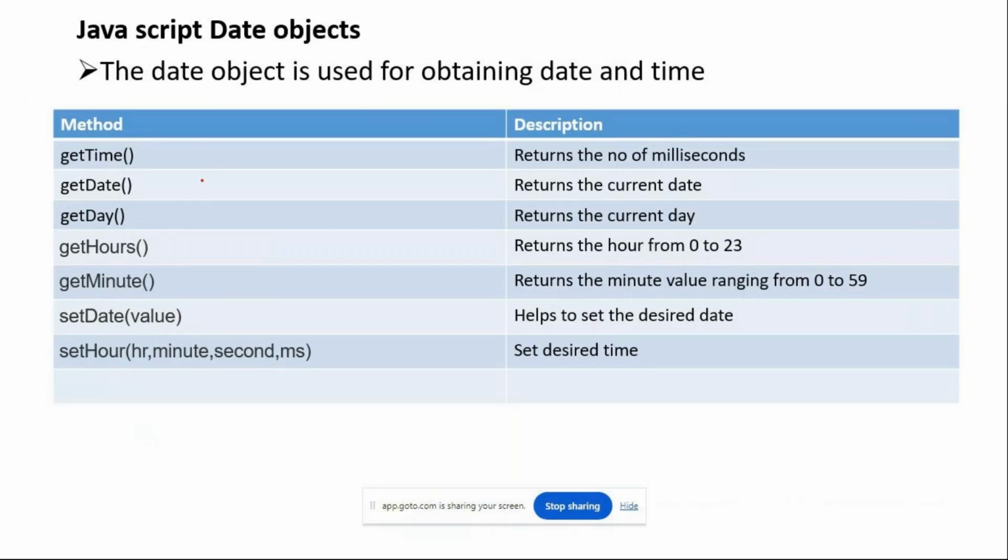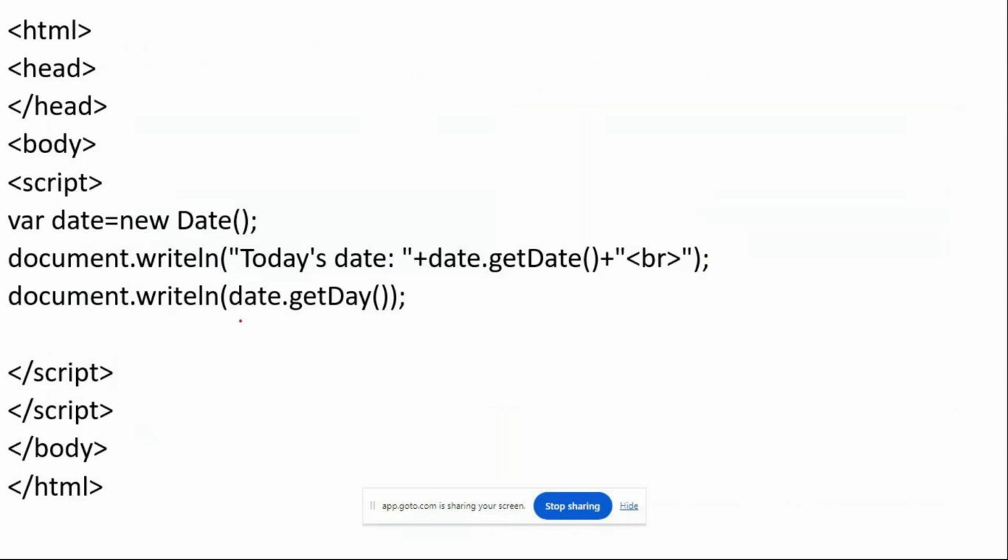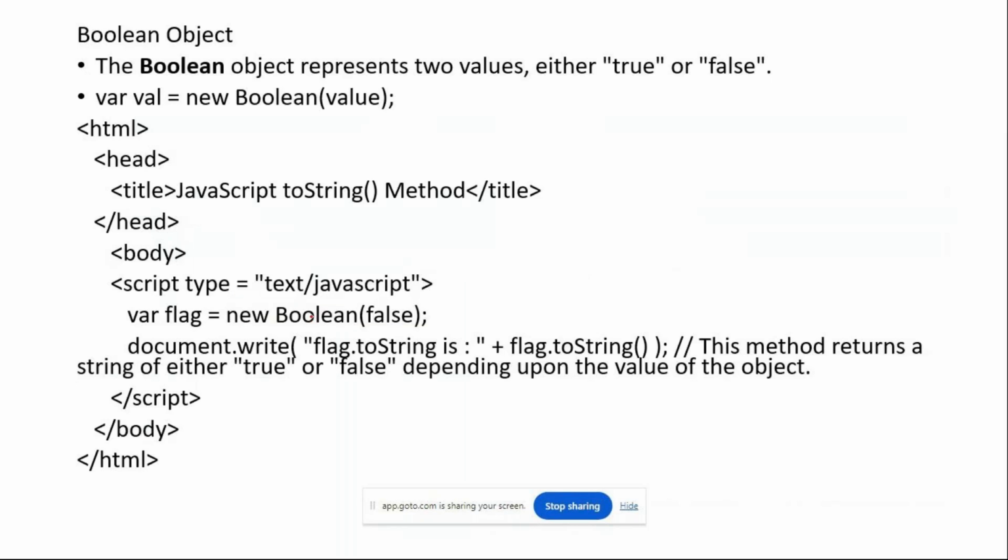Then you have the date object, with methods like getDate, getTime, getHours, getMinutes. An example for the date object is date.getDate, which returns today's date. Then the Boolean object. Boolean object returns only two values, either true or false. Inside the flag, I have created an object for Boolean with the new operator, that is false. When you convert this toString, it returns the value of that Boolean flag object.